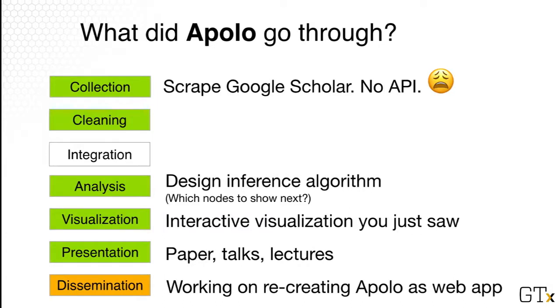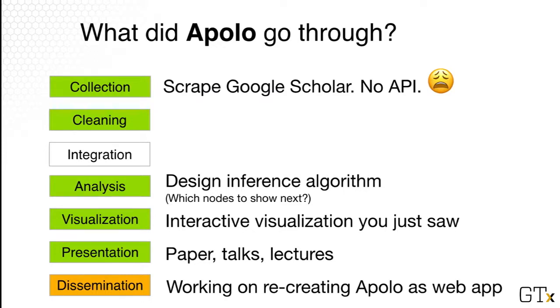So what did Apollo go through in terms of the building blocks? We needed to do data collection. Actually, Google Scholar doesn't provide any API, so that means we needed to scrape Google Scholar very painfully. And because of the scraping, we also needed to do cleaning, since a lot of things are missing from the HTML page on Google Scholar. Fortunately, we did not need to do integration, because everything was from Google Scholar. Our main focus there was on building the algorithm, finding which algorithm to use. So analytics, we did quite a lot of analysis. And also visualization, the interactive visualization tool that you just saw. We spent a lot of time on that as well.